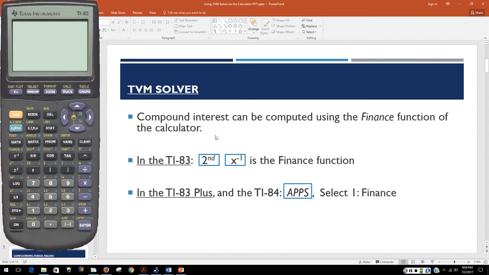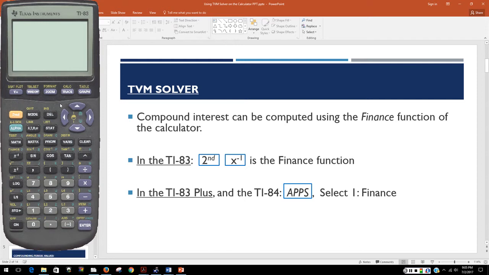We've already talked about simple interest, where the interest is only paid one time at the end of the entire period of the loan or the savings account. But in the case of the TVM solver and compound interest, we're talking about interest that's paid on the amount that's there plus the interest that accumulates. And the compound interest routine can be found using the finance function of the calculator.